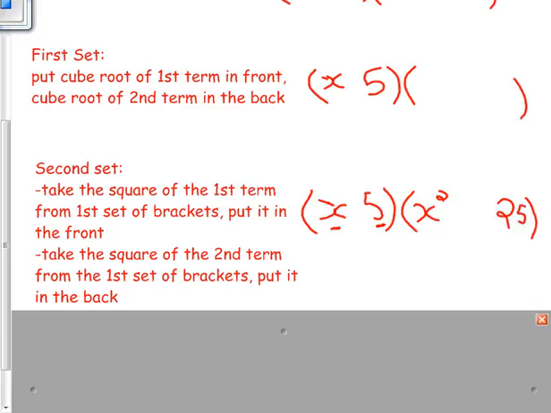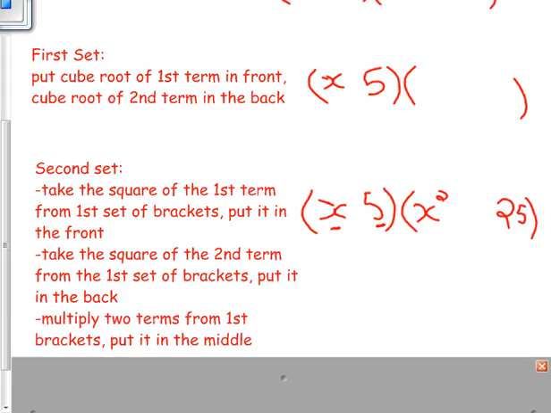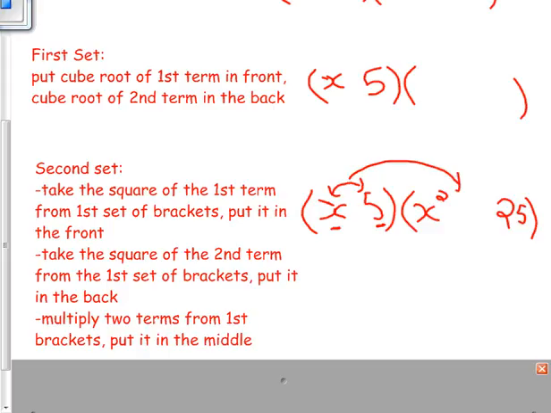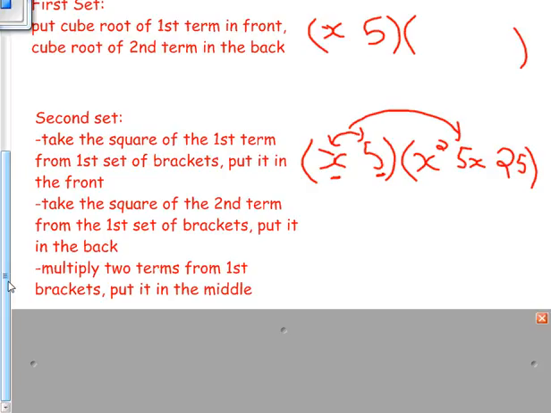And now there's a middle term in there. To get that middle term, just multiply these two terms together. What's 5 times x? 5x. So for now, we don't have any signs yet.